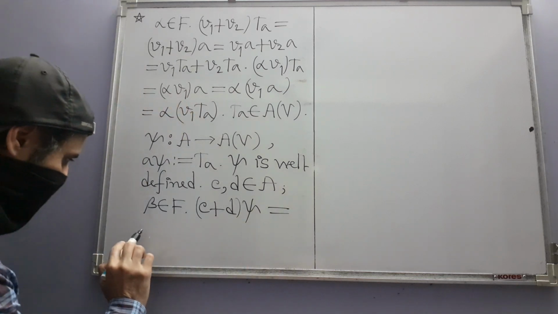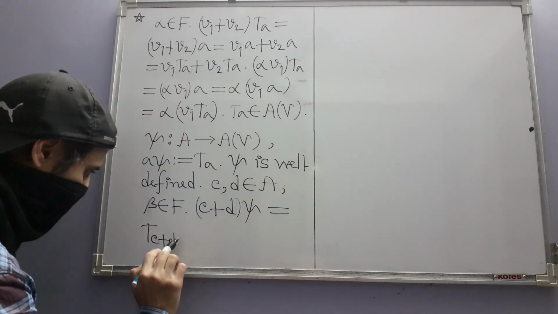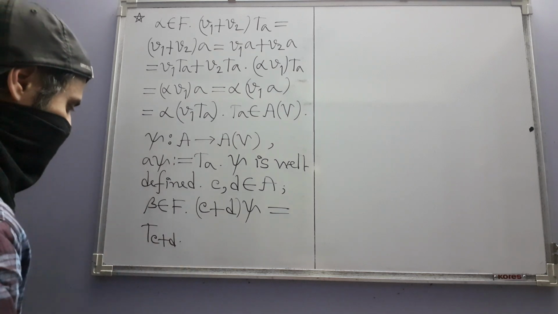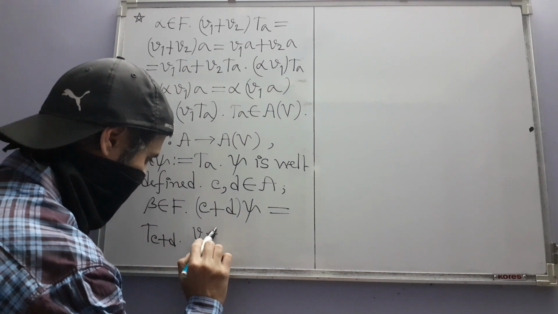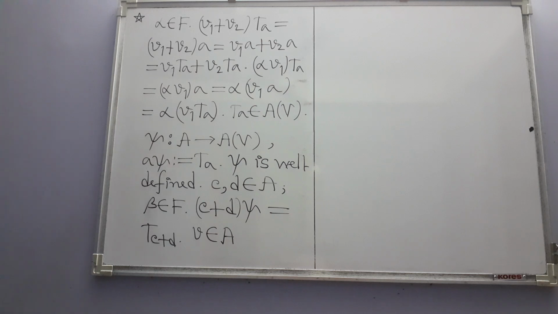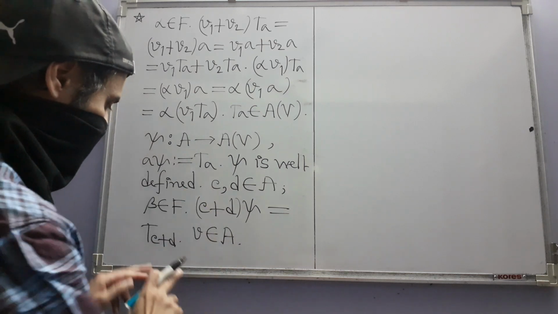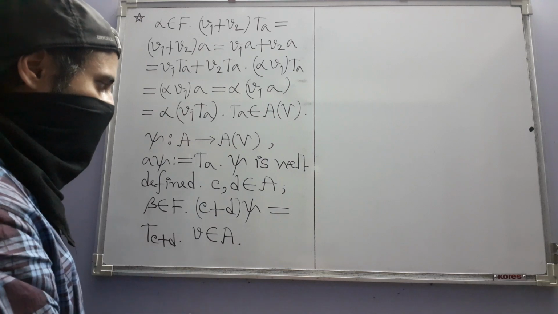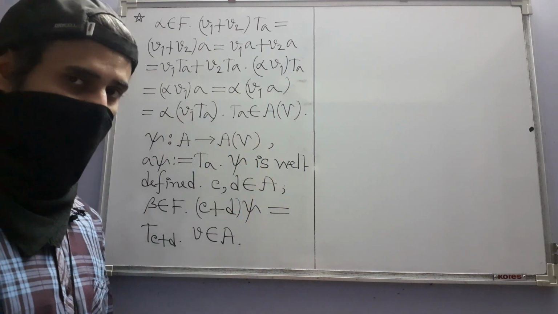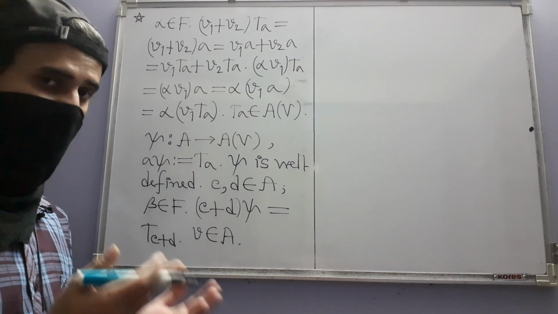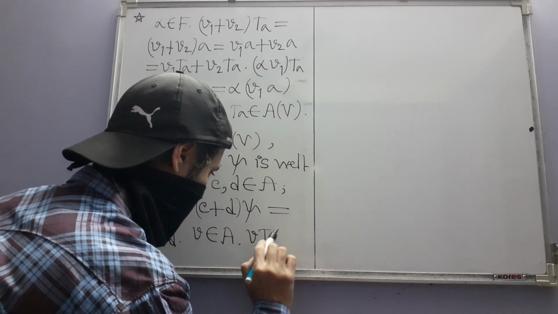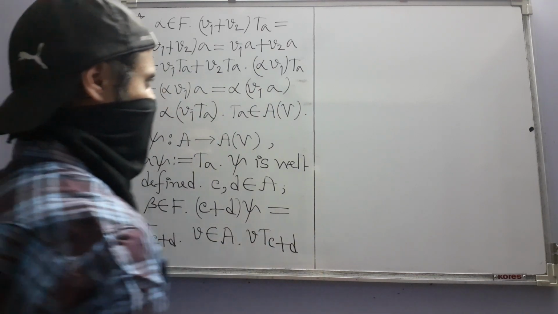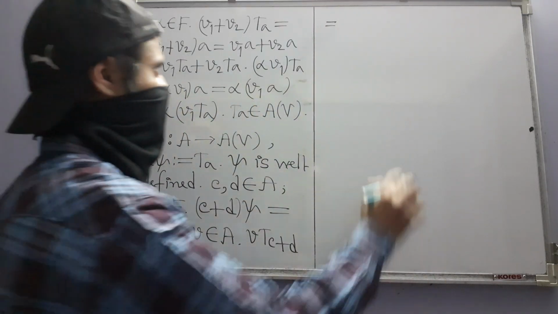So first we see what psi does to C plus D. By the definition of psi, this is T C plus D. But what is T C plus D? To see what T C plus D is, we take an arbitrary vector V in A, and we at least know that T C plus D is a linear operator on V. That is, it's an element in AV. But what does it do? What is it going to do to a vector V? To see that, we apply T C plus D on V.